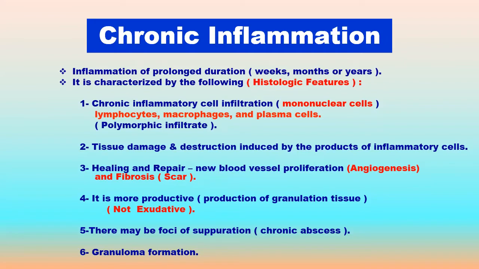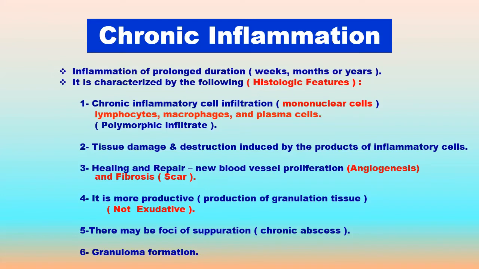Second, tissue damage and destruction, which is induced by the products of inflammatory cells. Third, healing and repair by fibrosis. In chronic inflammation, the healing is usually by fibrosis and scar formation. So, there is new blood vessels proliferation by the process of angiogenesis, and fibrosis with scar formation.